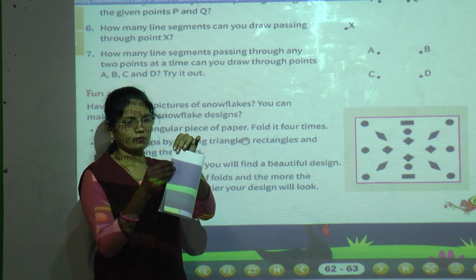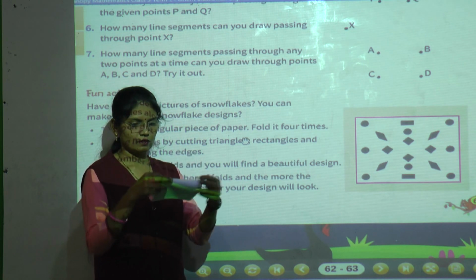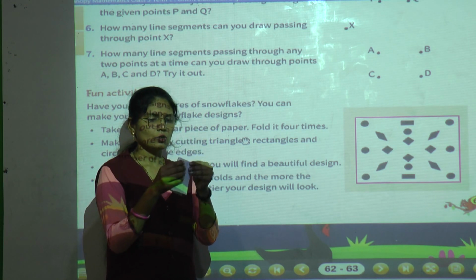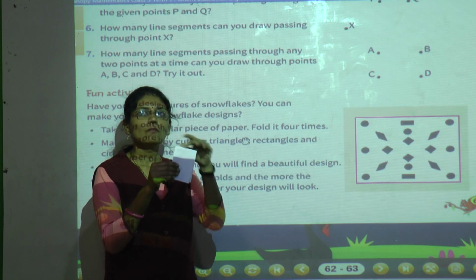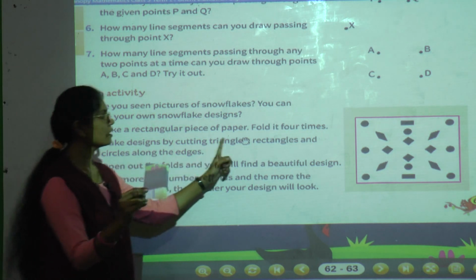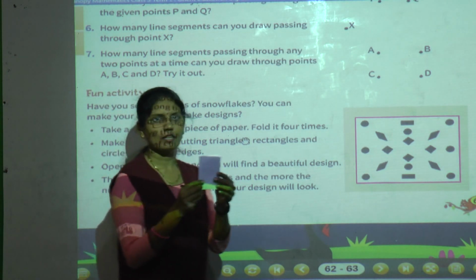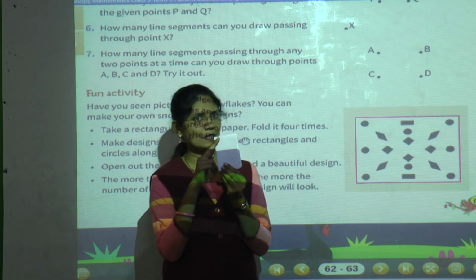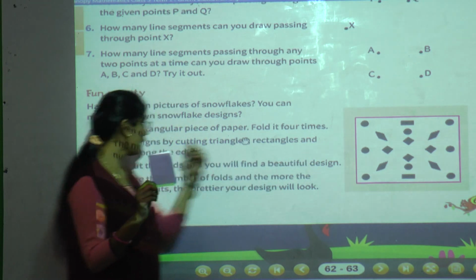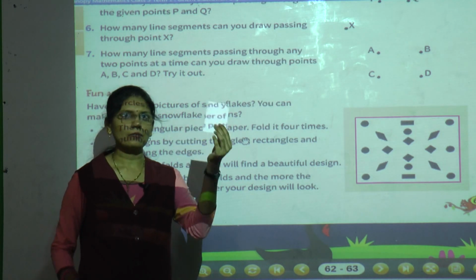1, 2, 3 and 4. In this way you have to fold this rectangular paper 4 times. And then what is the next step? Make a design by cutting triangles, rectangles and circles along the edges. You have to cut this paper into different shapes, that is, by cutting triangles, rectangles and circles along the edges.